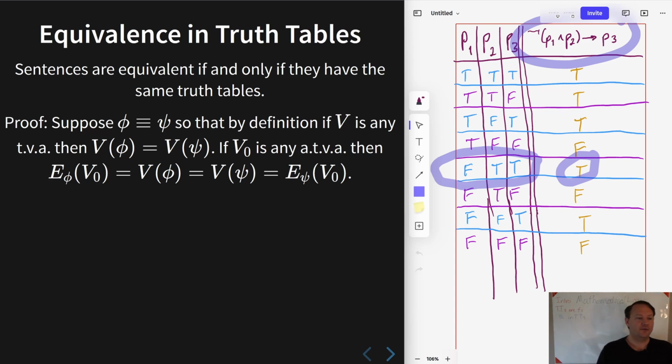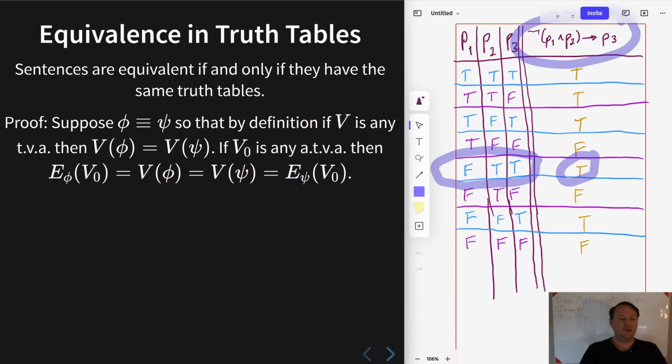We are then going to prove that they have the same truth table, and then later on in the proof we're going to go in the other direction. But for now, we assume that phi and psi are equivalent. And then we want to prove the equality of their truth tables. And what that means is that we need to take any input and show that it has the same output for the two different truth tables. So effectively what that means is that we want to show E sub phi on this arbitrarily chosen atomic truth value assignment is the same thing as E sub psi on the same input. So how do we do that?